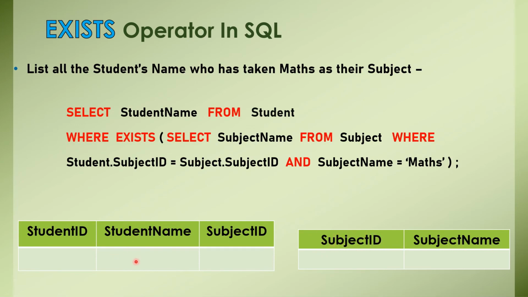Suppose there is one student who has taken up 5 subjects. That student will have 5 records in this student table with different subject IDs, so you need to look into that scenario also. In this way you can list all the student names who have taken up maths as the subject. I understand this is a complex query, but don't worry, this is very easy. You just need to match the subject IDs, and then give the actual requirement: the subject name should be maths.